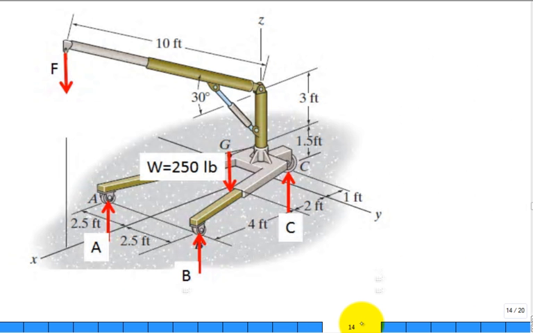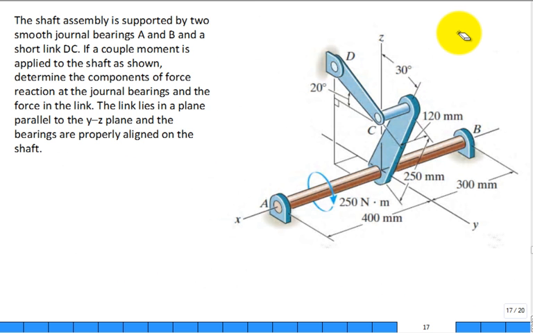Oh, there's a nice clean free body diagram. The shaft assembly is supported by two smooth journal bearings at A and B and a short link C to D. So here's our journal bearing. It can allow it to rotate along the x-axis, no problem. But if that shaft wants to move in the y, there'll be a reaction force to keep it there. Or if it wants to translate in the z, there'll be a reaction force to keep it there.